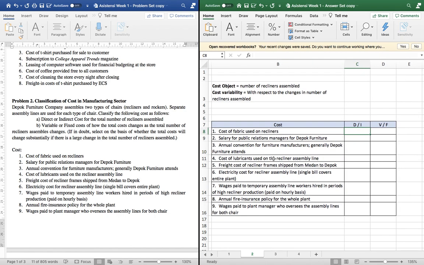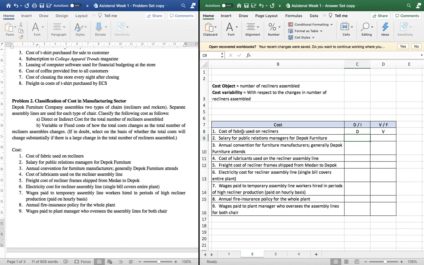The first cost, fabric used on recliners, is a direct cost and also variable, because when we want to increase the scale of production of the recliners, of course we have to buy more raw materials, one of which is the fabric used to make the recliners.